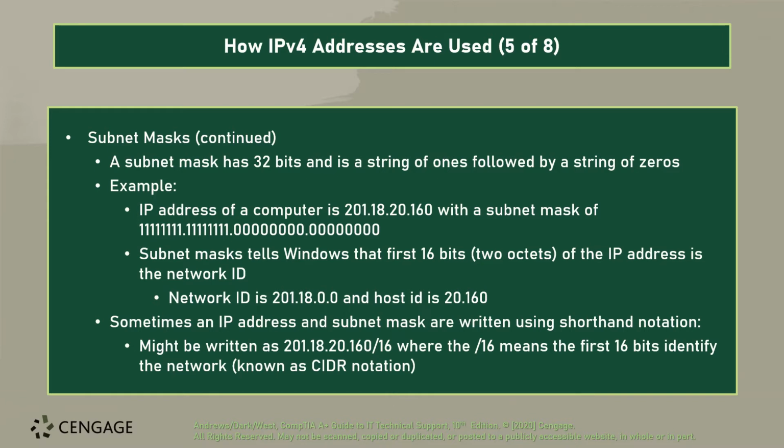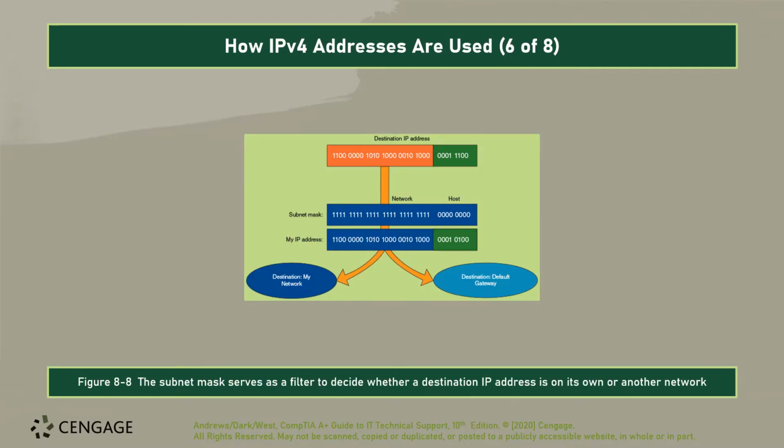For the curious, CIDR stands for Classless Inter-Domain Routing. The reason we say classless is because class-based IDs are the ones that are on multiples of 8. So /8, /16, /24. So here we can see how the subnet mask acts as a filter to decide whether or not a destination IP address is on its own network or on a separate one.